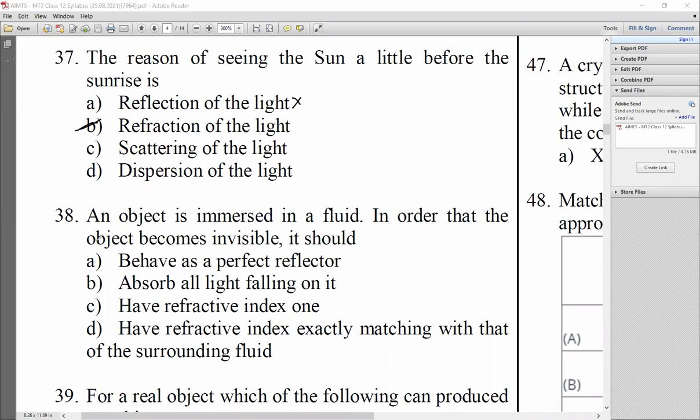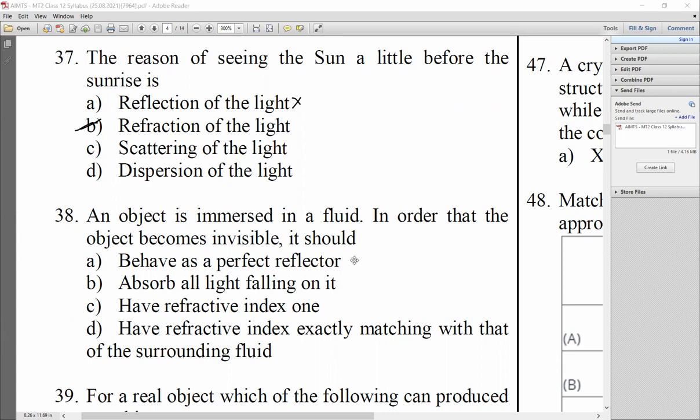Now 38. An object is immersed in a fluid in order that the object becomes invisible. It should behave as a perfect reflector, absorb all the light falling on it. See, perfect reflector, if it behaves, we can see it because it will reflect light and we can see the object. Absorbs all light falling on it, which is not possible, right?